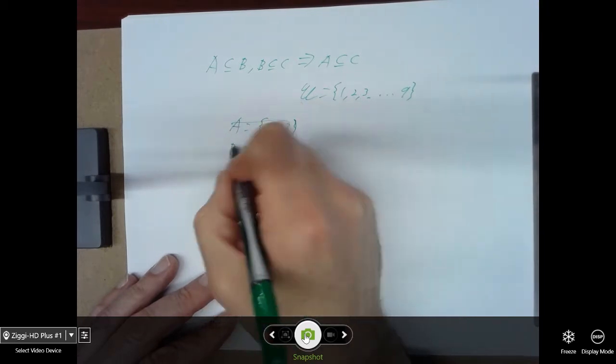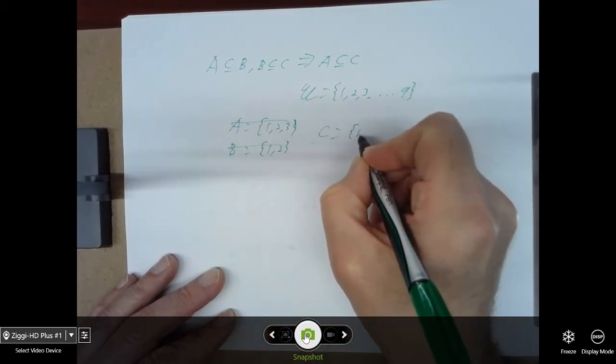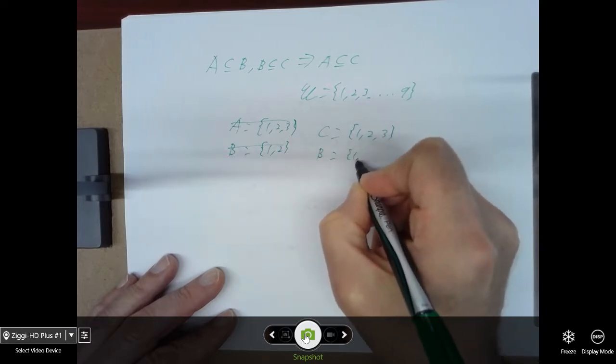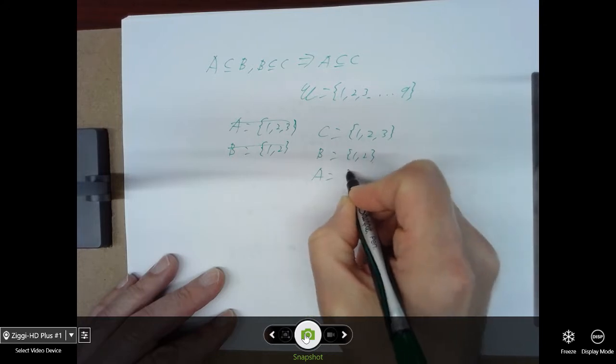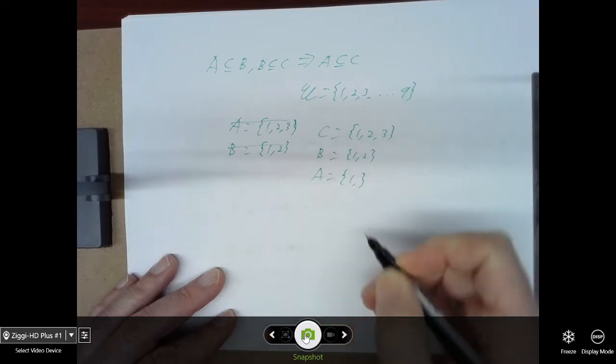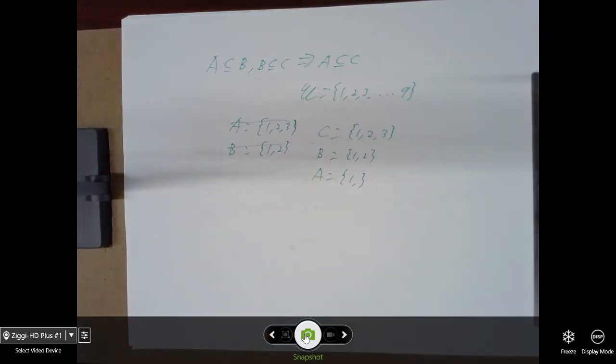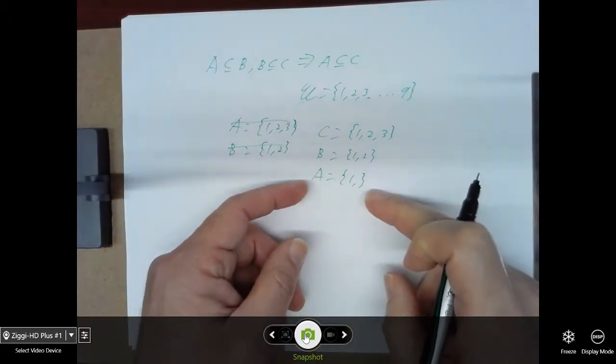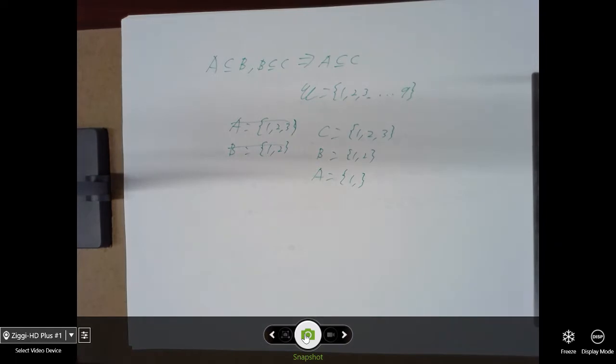Okay, so C could be 1, 2, 3. B could be 1, 2, and for example, A could be 1. So A is definitely a subset of B, and B is definitely a subset of C, and in fact, A is a subset of C. So that's a good demonstration of that property. Does that make sense to everyone?